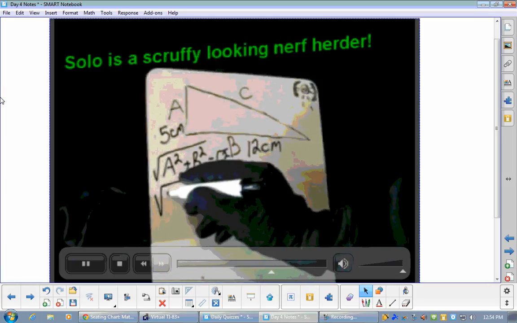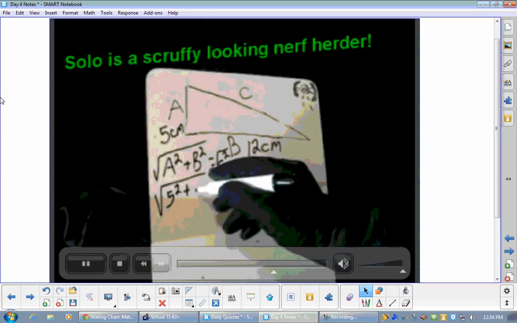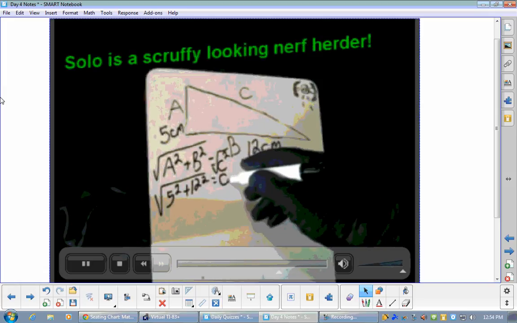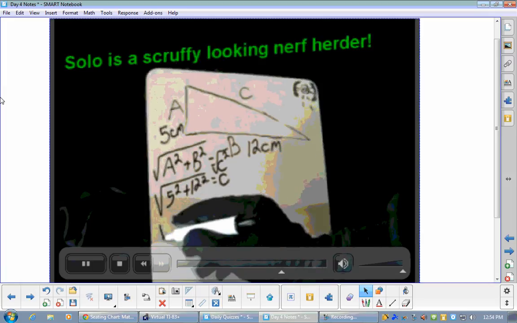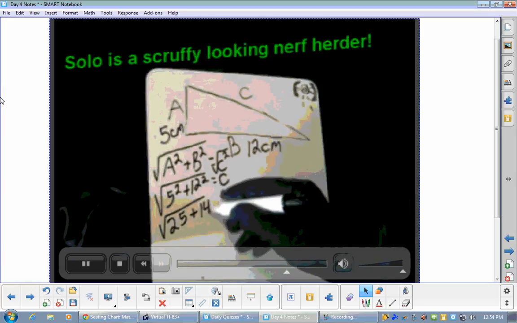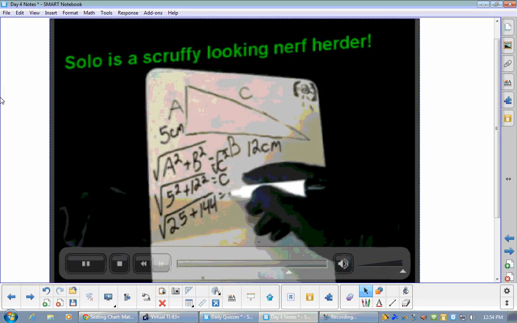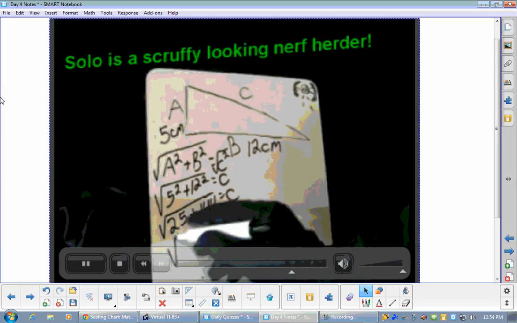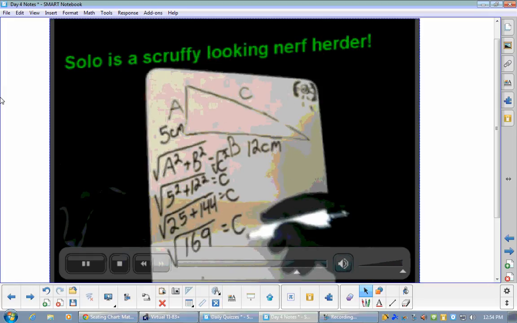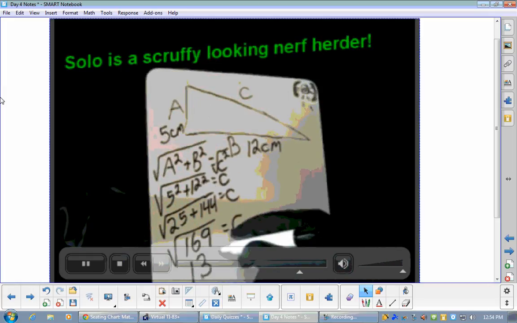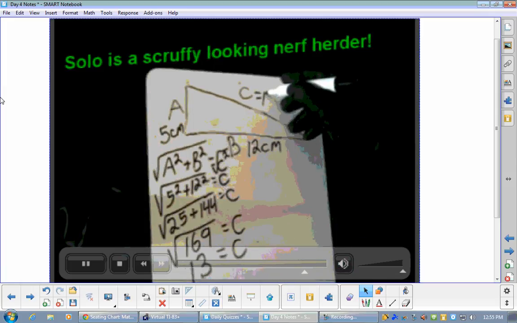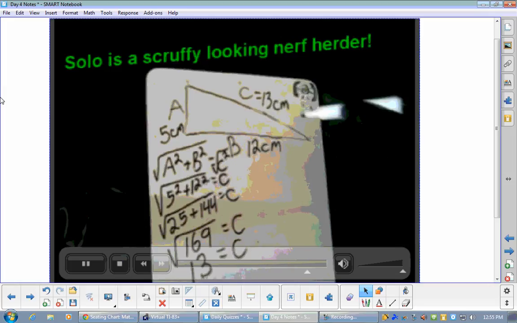So the square root of 5 squared plus 12 squared equals C, the hypotenuse. 5 squared is 25. 12 squared is 144. Square root of 169 equals C. 13 equals C. The hypotenuse of this triangle is 13 centimeters long.